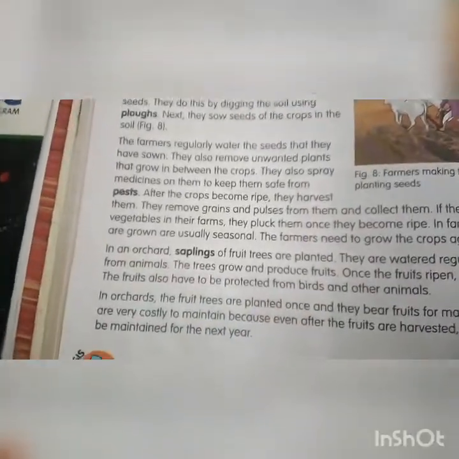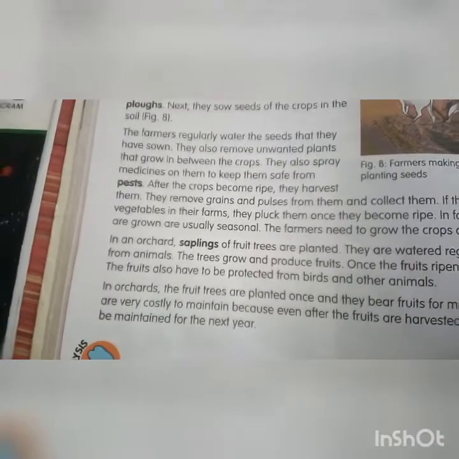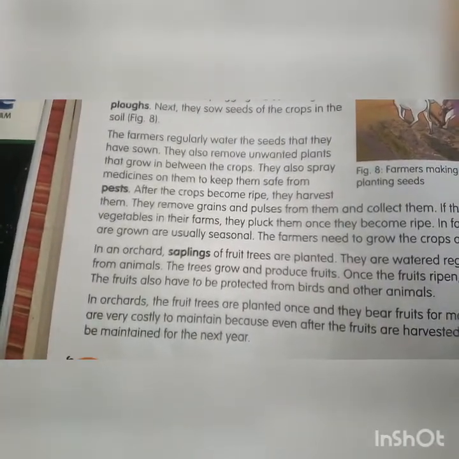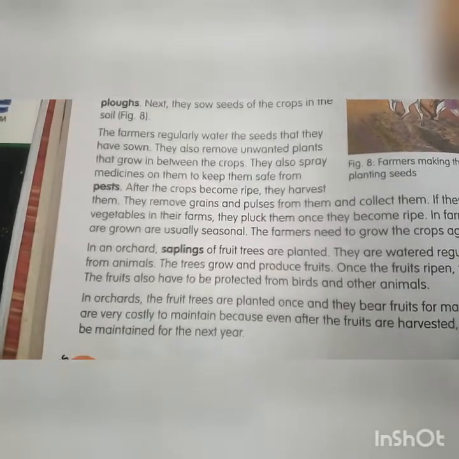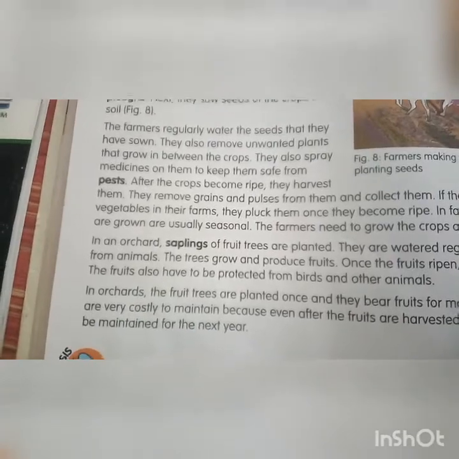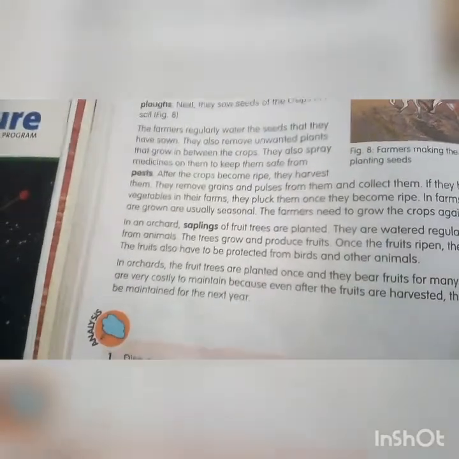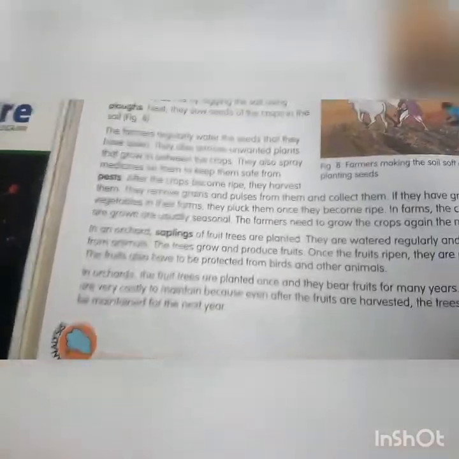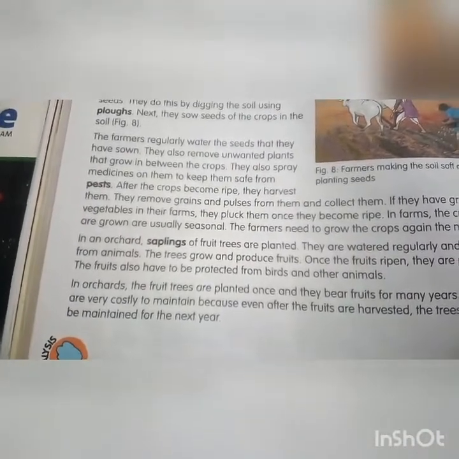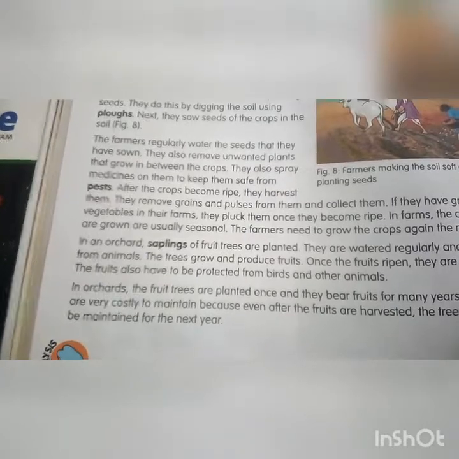The farmers regularly water the seeds that they have sown. They also remove unwanted plants that grow in between the crops. They also spray medicines on them to keep them safe from pests. Medicine is also added to protect them from pests. Pests means animals that destroy and eat the plants.